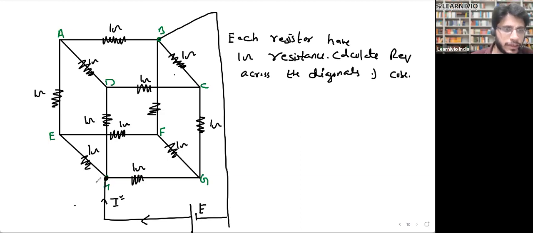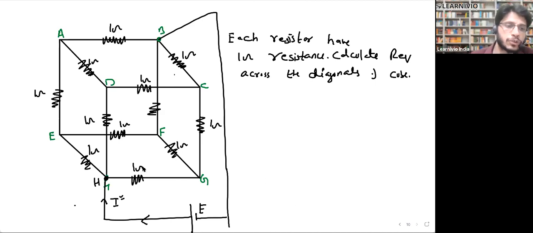Let's say this is point H. If current I reaches point H, then in how many parts will this current get divided? Three. See, all 3 parts are identical, all have the same resistance. So that means your current will divide into 3 equal parts.